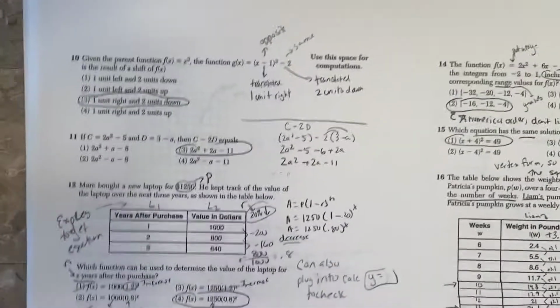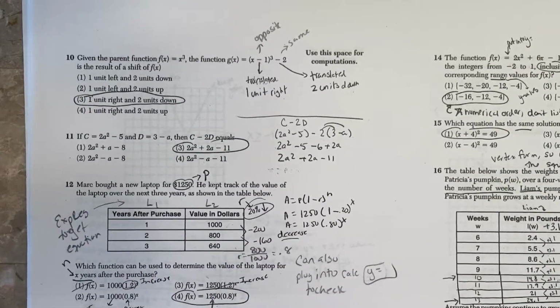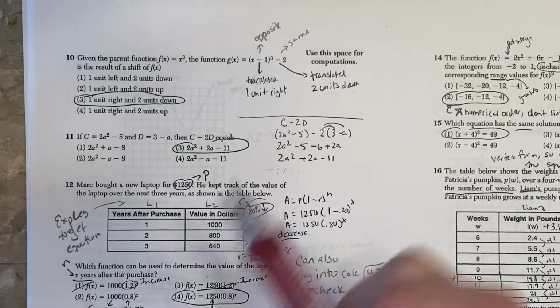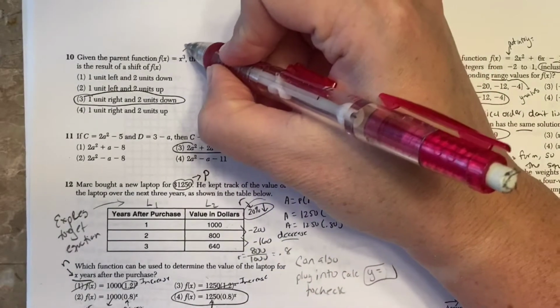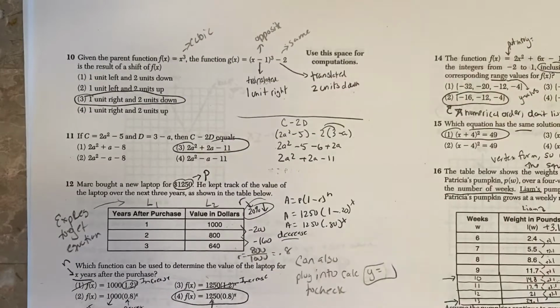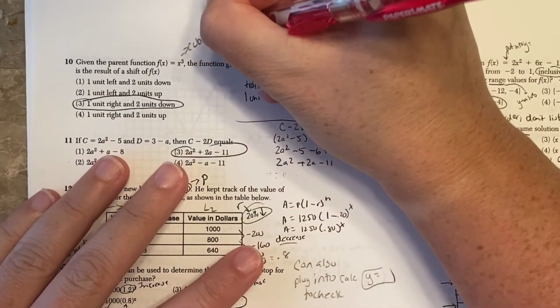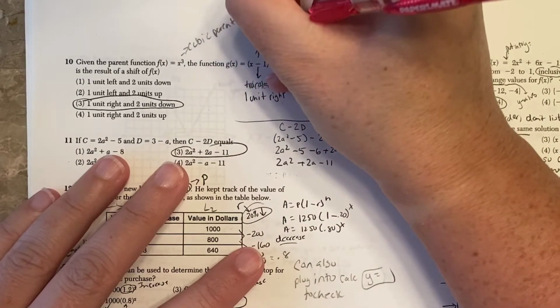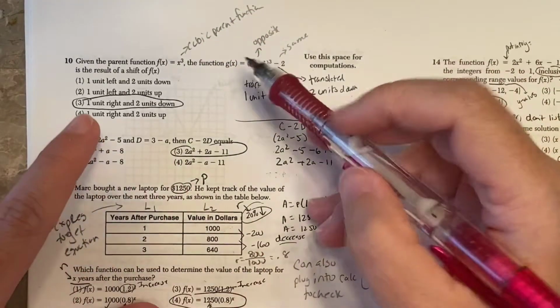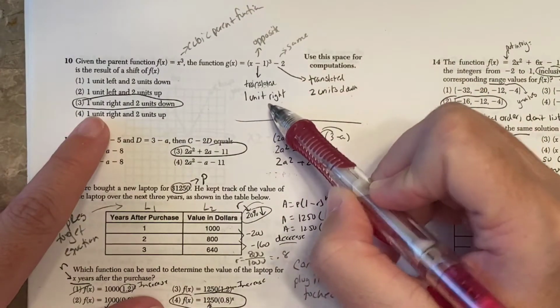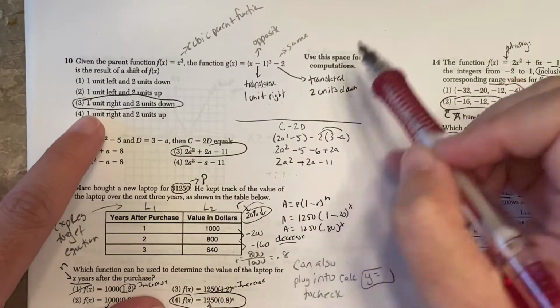All right, hopefully you're doing okay. Number 10, given the parent function f of x equals x to the third, so that's your cubic, and the function g of x equals x minus 1. Okay, so basically you have a parent function and then one that moved. And you guys are so awesome with these rules. Negative on the inside actually means right. Negative on the outside means down. So that is choice 3.